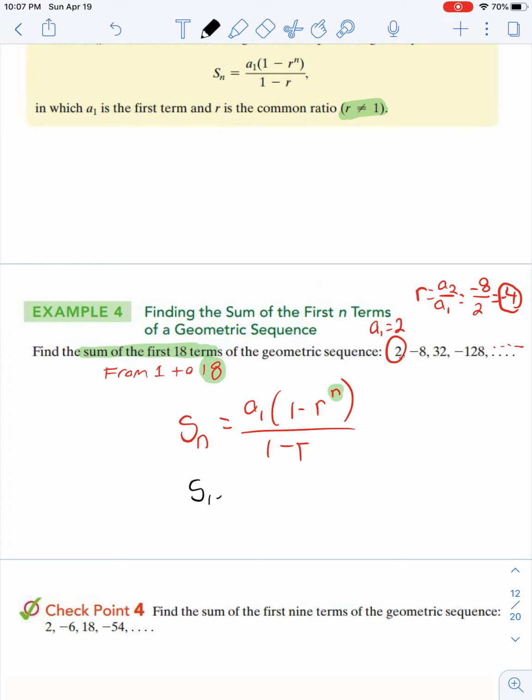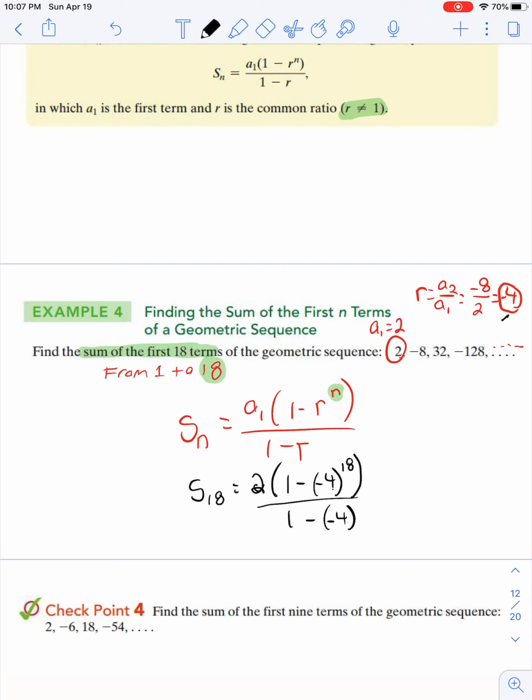S sub 18 is going to be a sub 1, which is 2, so we're going to have 2 here, times 1 minus r, which is negative 4, and you put that in parentheses since we're substituting, and n is 18. Okay, and this is all going to be over 1 minus -4.